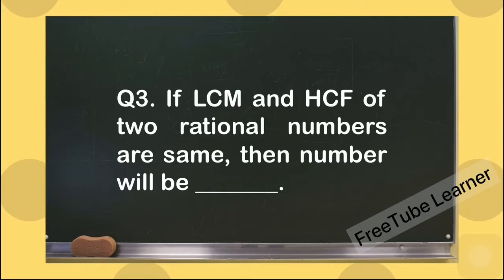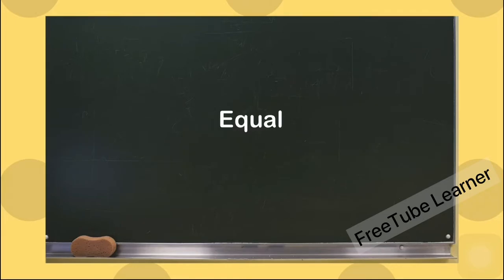Question number 3. If LCM and HCF of two rational numbers are same, then the numbers will be dash. Here LCM and HCF are equal, which means all the primes involved are equal to the common primes involved. That is, there are only common primes in these numbers, and also the greatest power will be equal to the smallest power. That is, the power of each prime is also equal. This will happen only if both the numbers are equal. So the answer is: the two rational numbers will be equal.